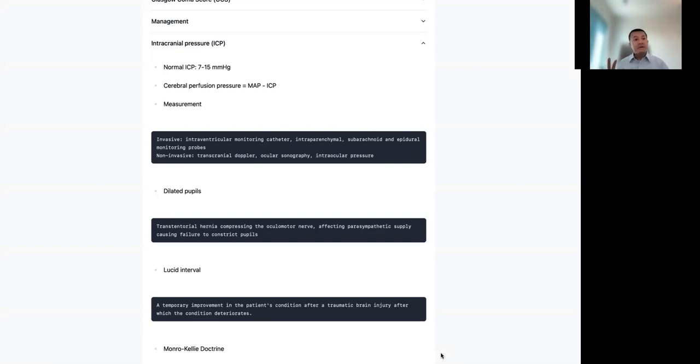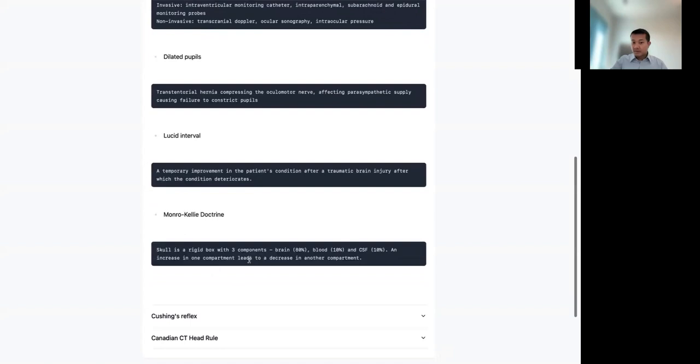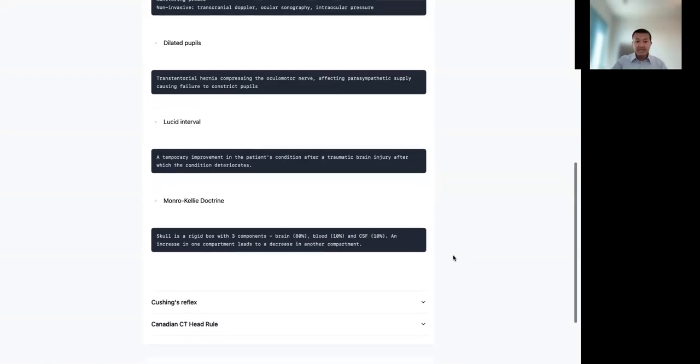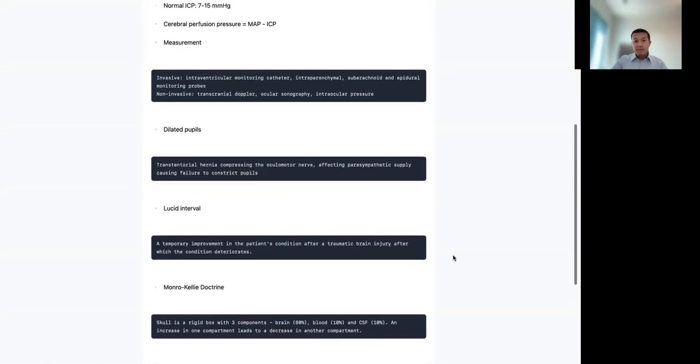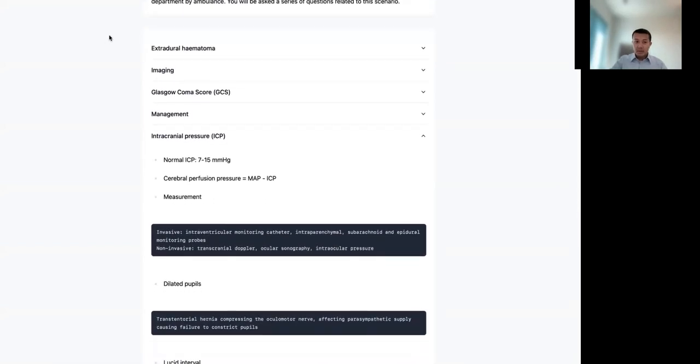Up to about 25 millimeters of mercury, the brain can handle it and auto-regulate, these mechanisms acting as a protective measure. But beyond that, even a slight increase will cause herniation of the brain. The skull is a rigid box with three components: brain about 80%, blood 10%, CSF 10%. An increase in one component must lead to a decrease in another component. Right. Now the patient's found to have very high blood pressure and bradycardia. Why would that be?